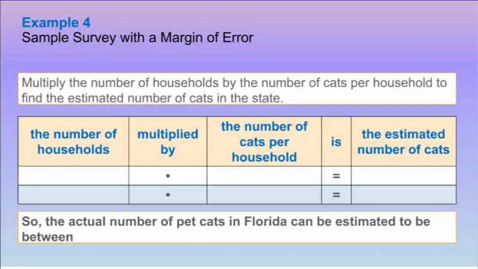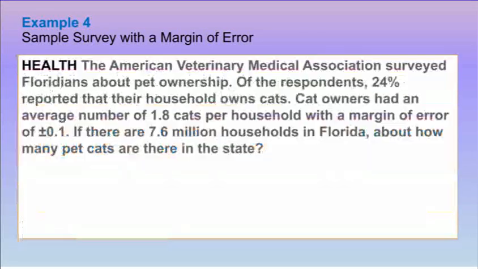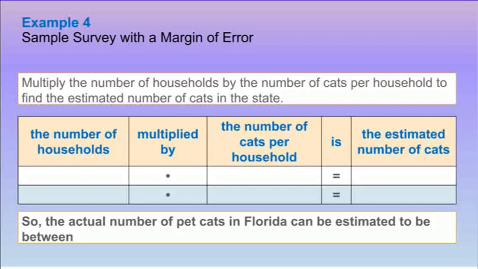To solve this one, we're going to use this table here. It says we're going to multiply the number of households by the number of cats per household to find the estimated number of cats in the state. So the number of households. So if we go back to our problem, it says number of households, there are 7.6 million households in Florida. So the number of households, that would be 7.6.